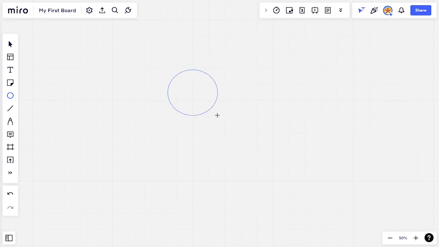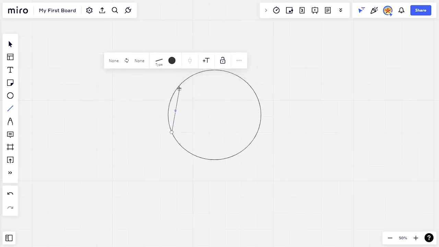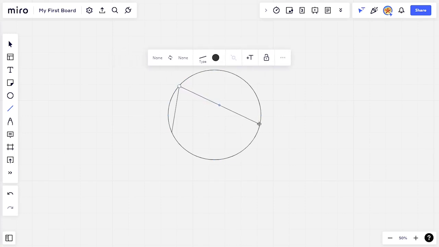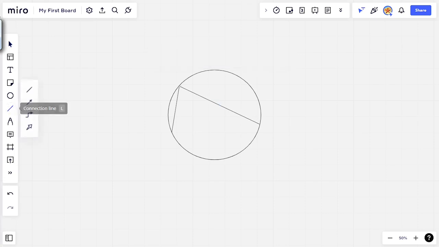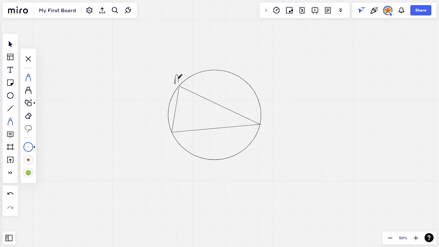Consider a triangle with a circle drawn. I am drawing the circle first because it is easier to draw a triangle on top of a circle than to draw a circle on top of a triangle. So assume that we have a certain triangle and we have drawn the circumcircle of this triangle. Let me name the vertices. Let it be called A, let this be B, and let this be C.